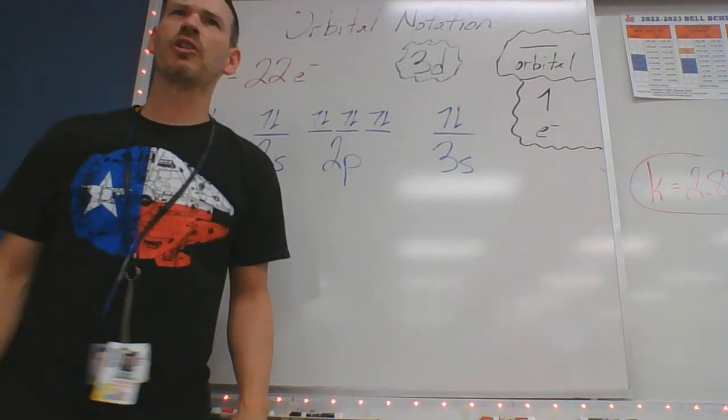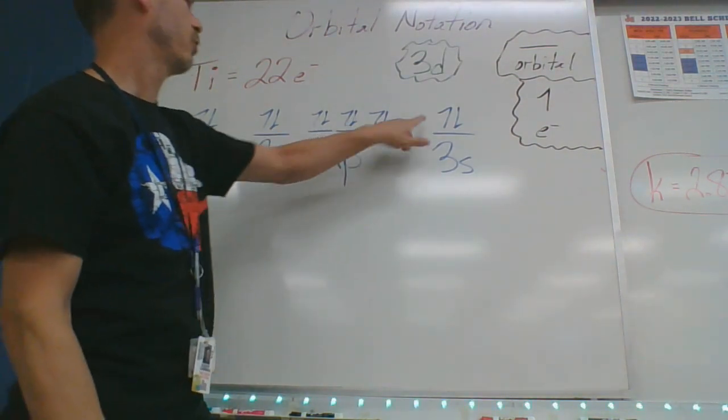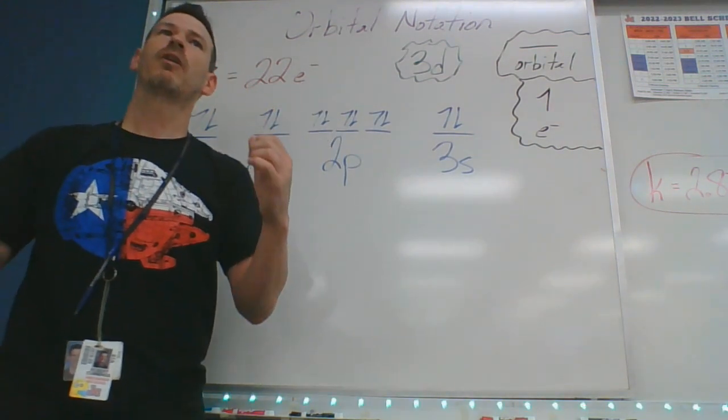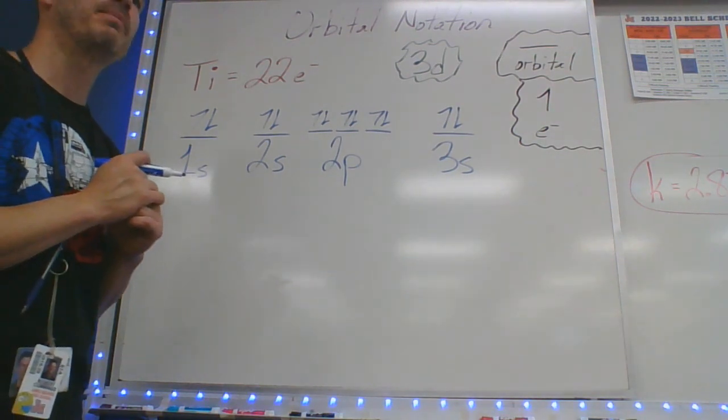Ooh, how many electrons have we drawn so far? Let's check it out. 2, 4, 6, 8, 10, 12. How many more do I need to draw if I've drawn 12? We're 10 short. All right? So let's keep going.